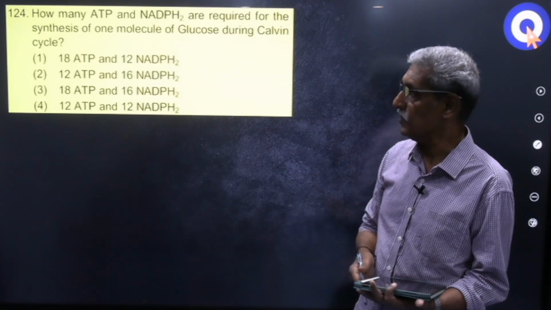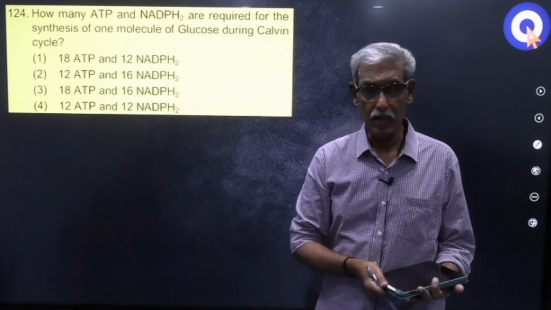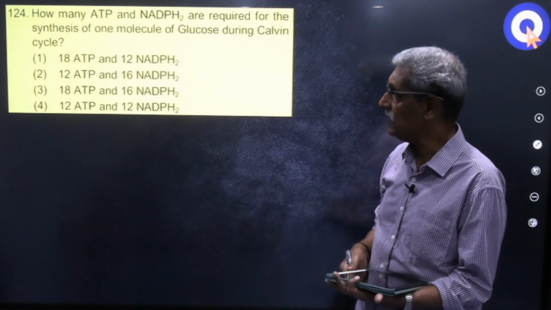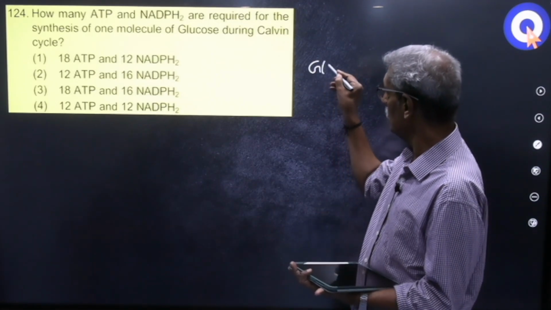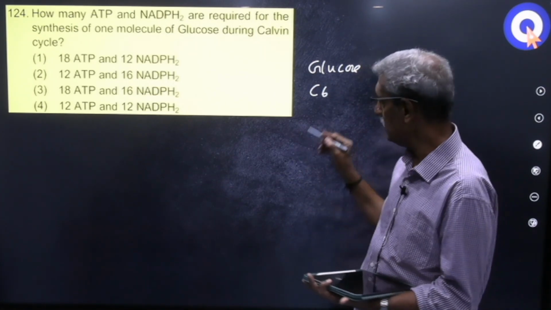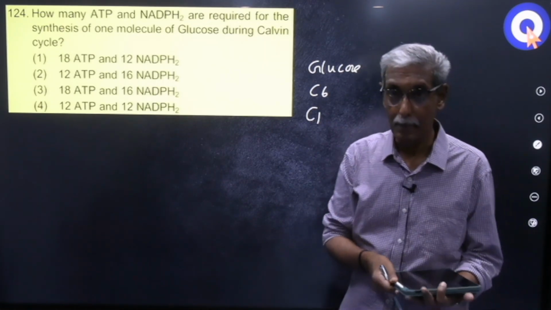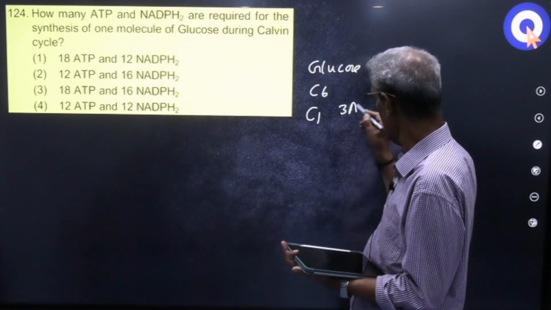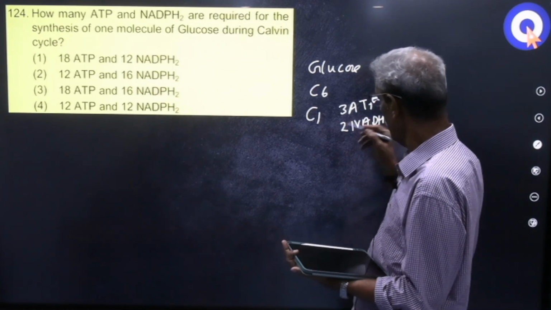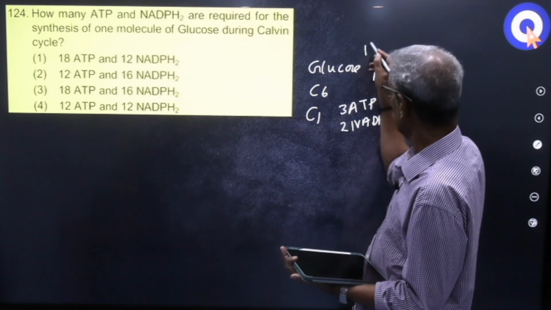This is from photosynthesis. How many ATP and NADPH molecules are required for the synthesis of one molecule of glucose during the Calvin cycle? Remember, the Calvin cycle is called the dark reaction. It was studied by Melvin Calvin, who got a Nobel Prize for it. Glucose is a 6-carbon molecule, C6H12O6, and for every carbon fixed, 3 ATP and 2 NADPH are used per cycle. So for 6 cycles, it comes to 18 and 12. So the option is 1.